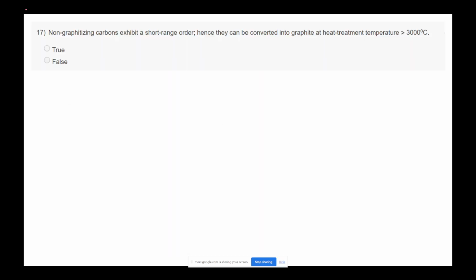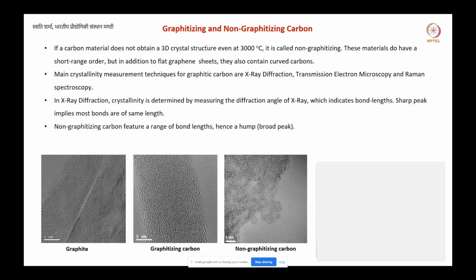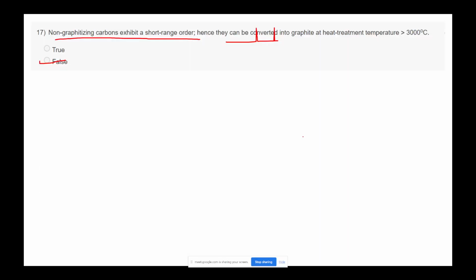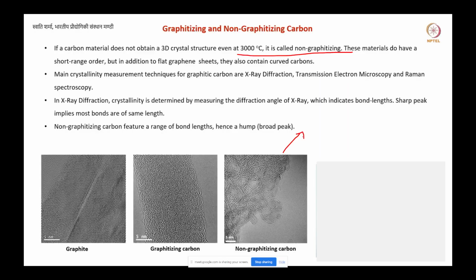So again, the same question came. Non-graphitizing carbons exhibit a short range order, hence they can be converted into graphite at heat treatment. So no, it cannot convert. Just as I explained, that's why it is false. Even if you go more than 3000 degrees centigrade, it cannot convert into the crystals, or into the graphite.